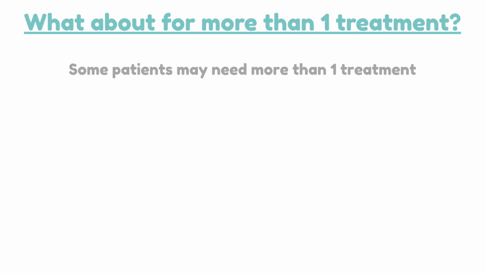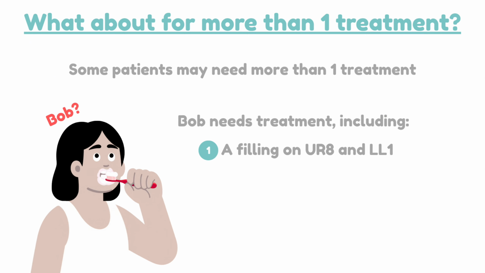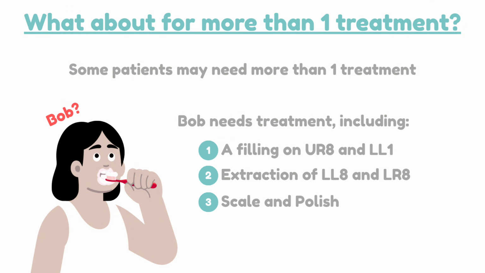Now, how about when a patient needs more than 1 treatment, but these treatments are within different bands? So some patients may need more than 1 treatment. Let's look at this patient, for example. Let's call him Bob. Bob needs a filling on upper right 8 and lower left 1. He needs an extraction of lower left 8 and lower right 8. And he also needs a scale and polish.